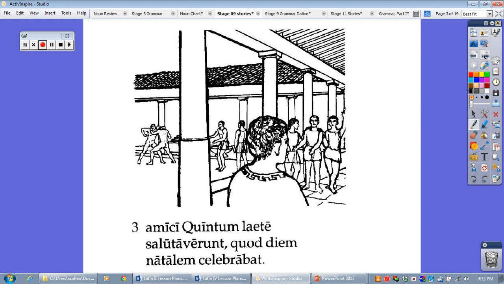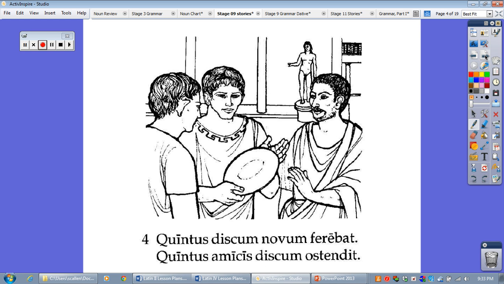Whoa. Okay. Oh, and you've got some naked wrestling over there. Hey, what's going on here? Well, the friends greeted Quintus happily because he was celebrating his birthday. And check out this one. Quintus discum novum ferebat. Quintus amicis discum ostendit.